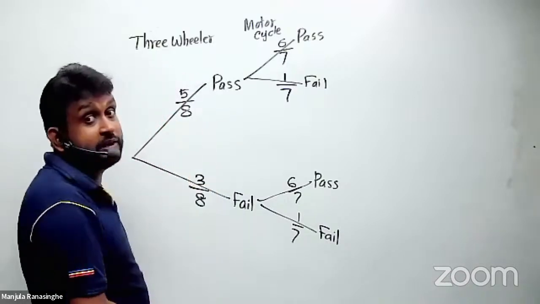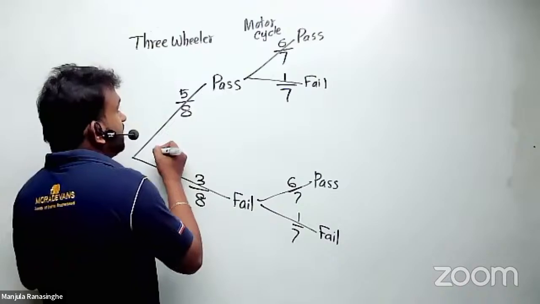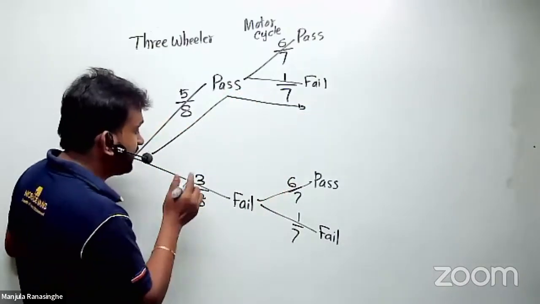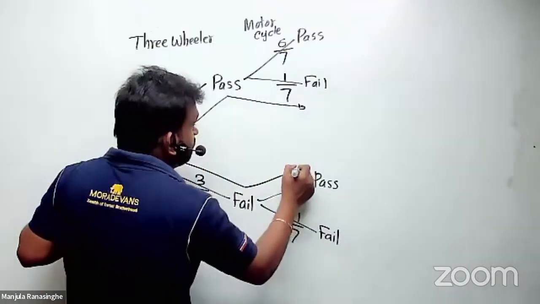එකක් පමණක් fail වීම. එතකොට මොකක්ද incident එක? First one pass, second one fail. This branch we can take, and here first one fail, second one pass.